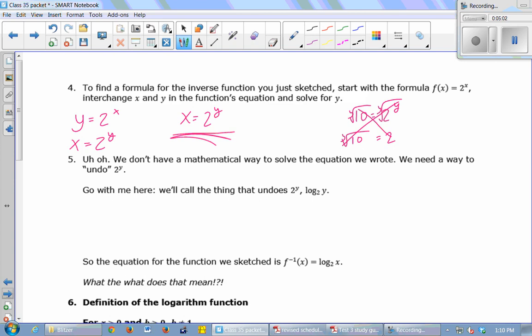All right, so we need some way that will undo 2 to the y and give me the y back. If I take the y root, I get the 2 and the y's cancel, and I don't want that. So I need some way to undo 2 to the y that will just give me the y. All right, so go with me. This is brand new and weird looking. We're going to call the thing that undoes 2 to the y log base 2 of y. So I'm going to write x equals 2 to the y, and I'm going to take log base 2 of both sides.